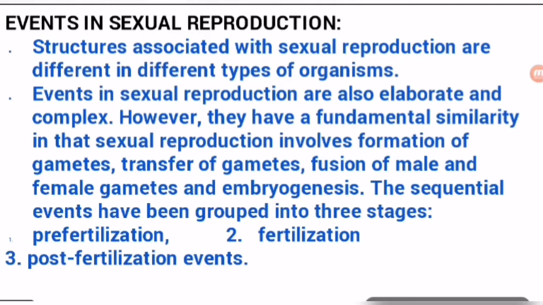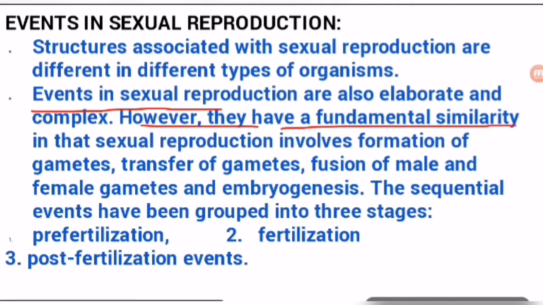Let's discuss the events in sexual reproduction. What are the events in sexual reproduction? Structures associated with sexual reproduction are different in different types of organisms, so events in sexual reproduction are also elaborate and complex. However, they have a fundamental similarity in that sexual reproduction involves formation of gametes and transfer of gametes. So these are special events. Keep it in your mind and remember it.